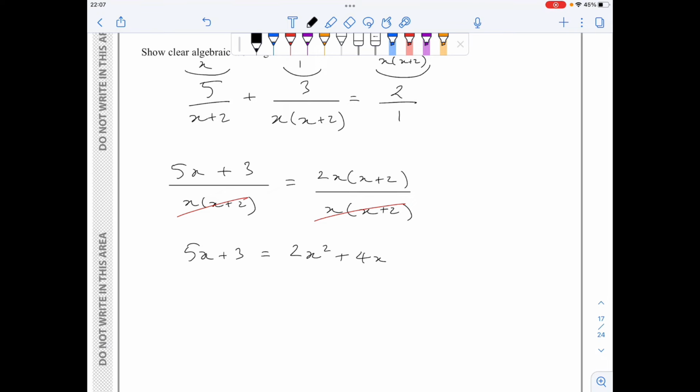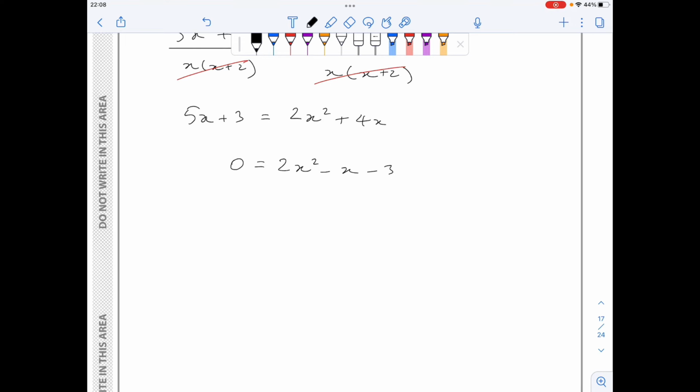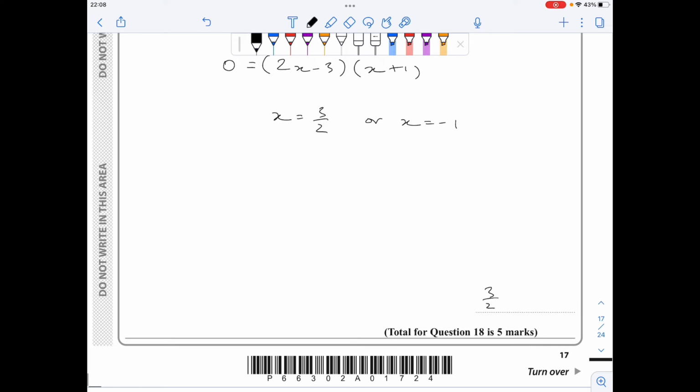This is a quadratic equation. I'll take everything to one side. 0 equals 2x squared minus x minus 3. And now I'm going to solve this equation either by factorization, or using the method of completing the square, or by using the quadratic formula. I'll go on with factorization, so 0 equals (2x minus 3)(x plus 1). The first bracket will give me 3 over 2. The second one will give me minus 1. So 3 over 2 and minus 1 are the two solutions.